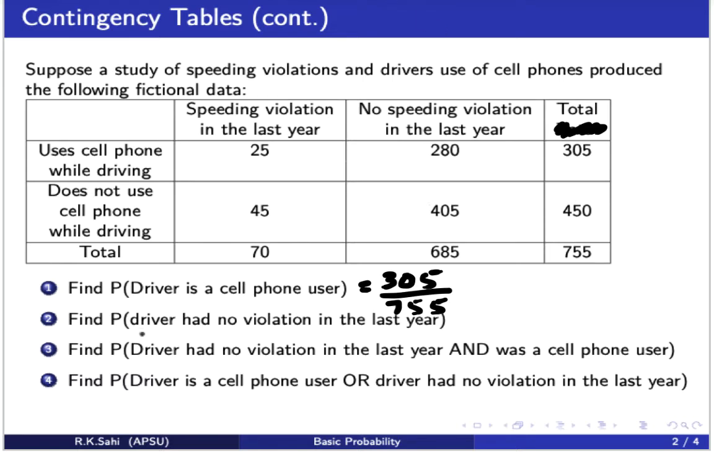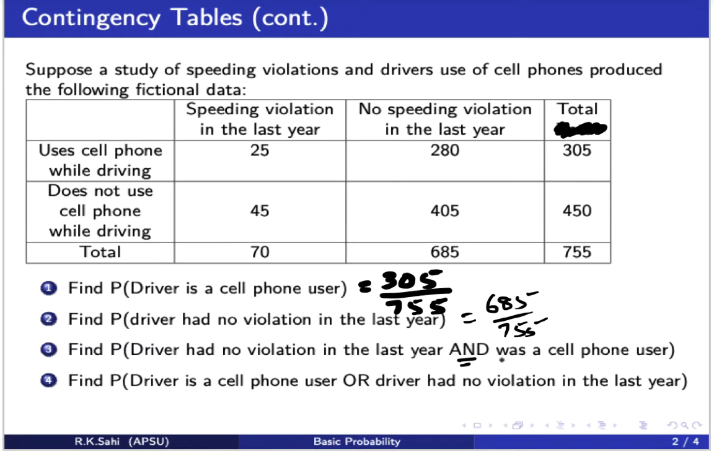Okay, let's look at the next question. Here the event is the driver had no violation last year. So we're looking at the probability that a driver had no violation last year. No violation here is 685. So 685 over 755.